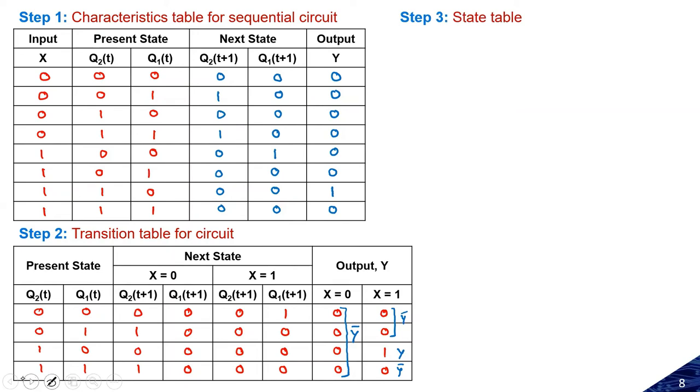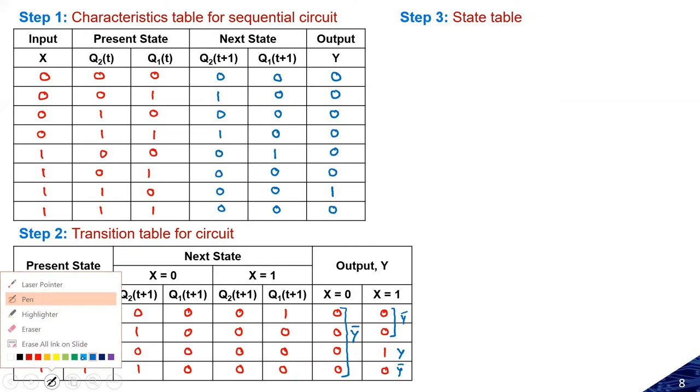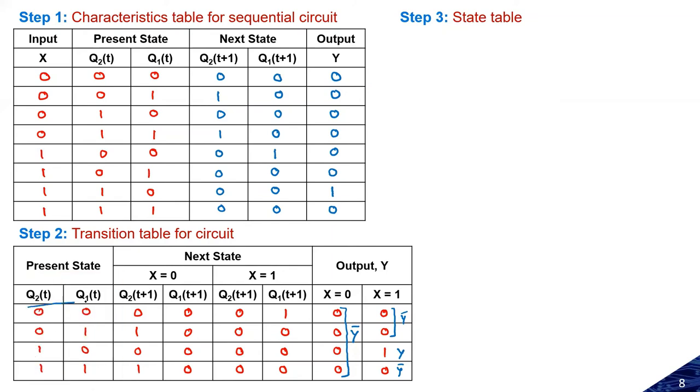Next step is to find the state table based on this one. To find the state table, one thing is required. What one thing is required? Whatever the status of the input is given. If zero is given, I need to use some symbols to represent this. Q2T and Q1T is 0, 0, then I need to consider any other symbol.